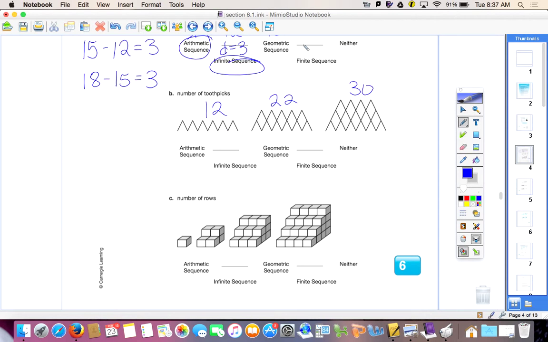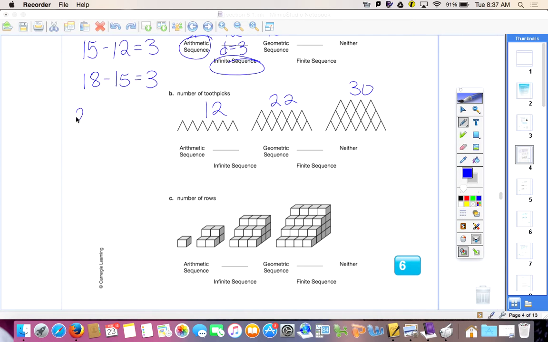Okay, so in my first figure I have 12 toothpicks. In my second, with that next row on top, I would have 22 toothpicks, and then I would have 30 toothpicks in my next one. So, do we have a common difference or do we have a common ratio? That's what we're asking ourselves.